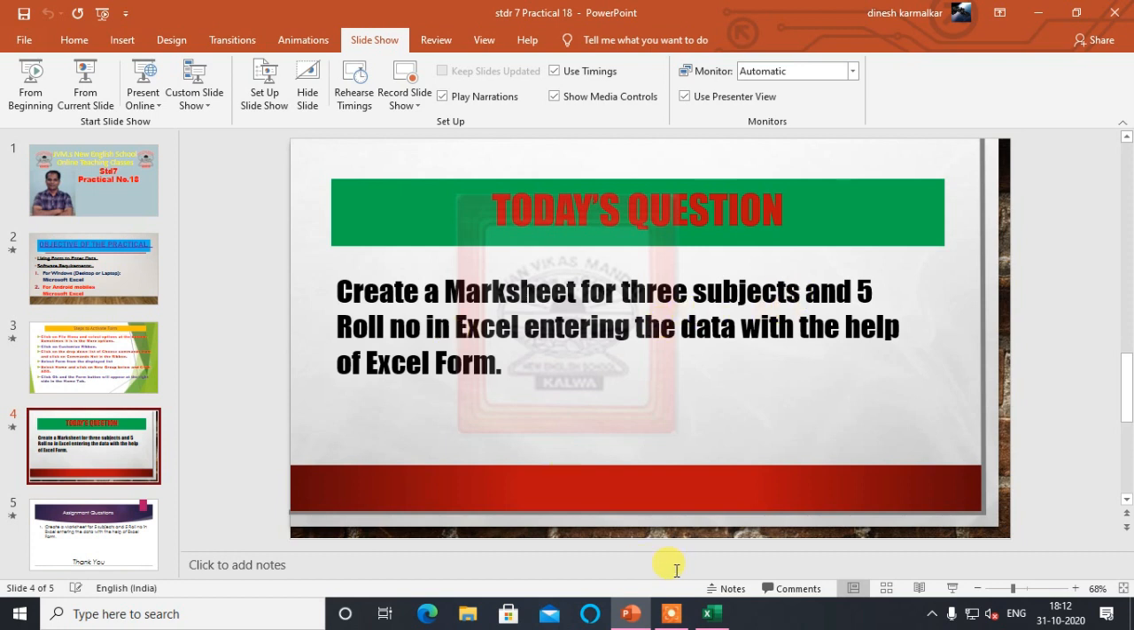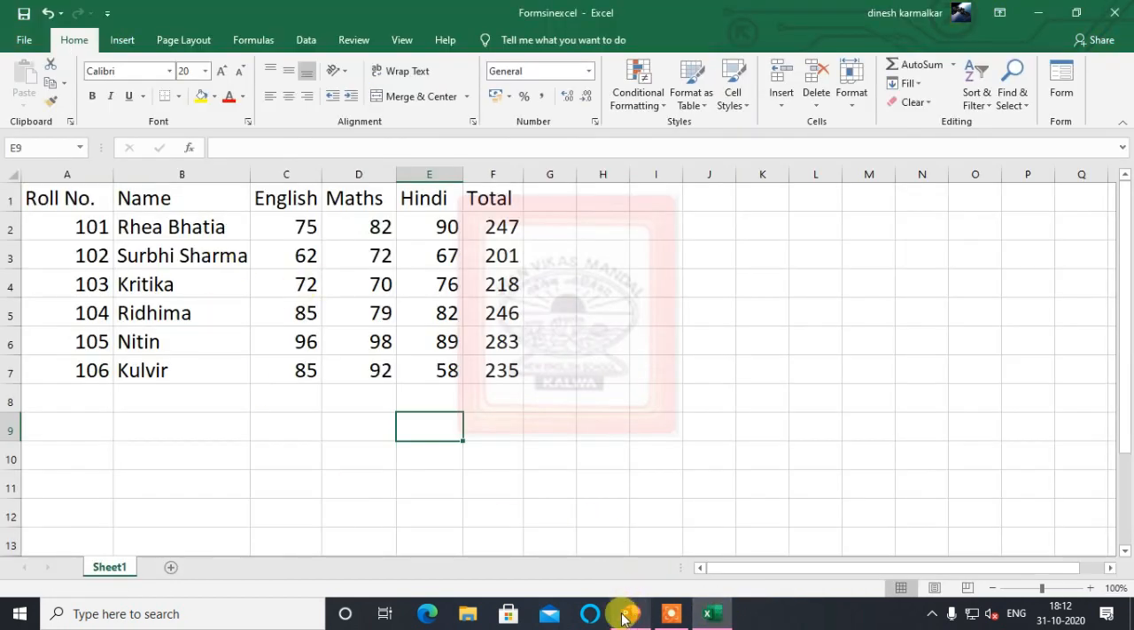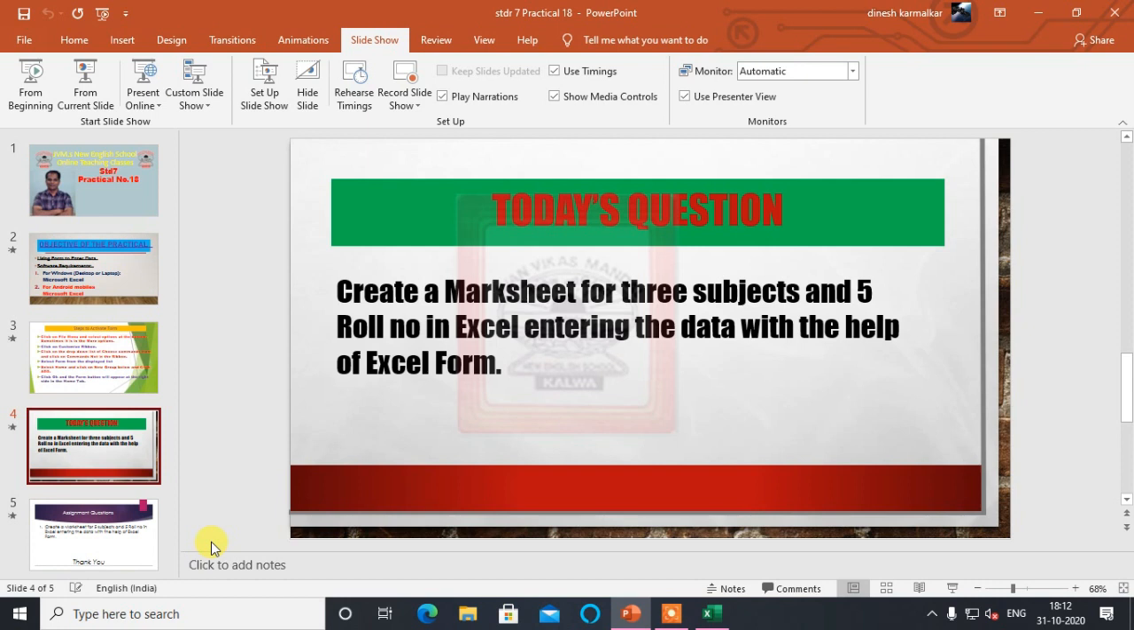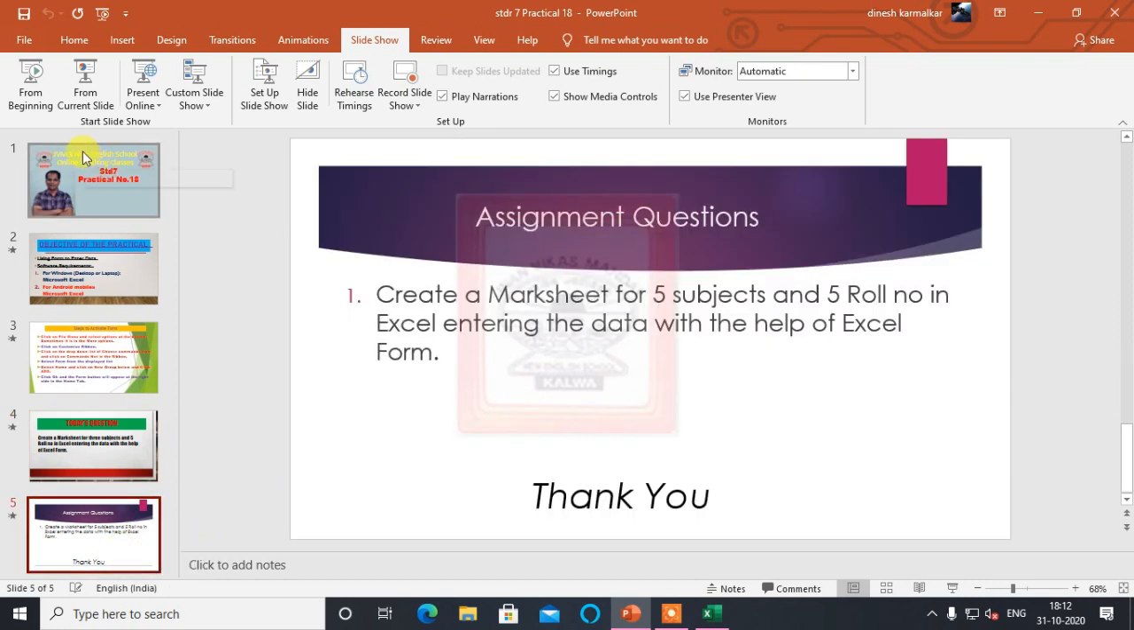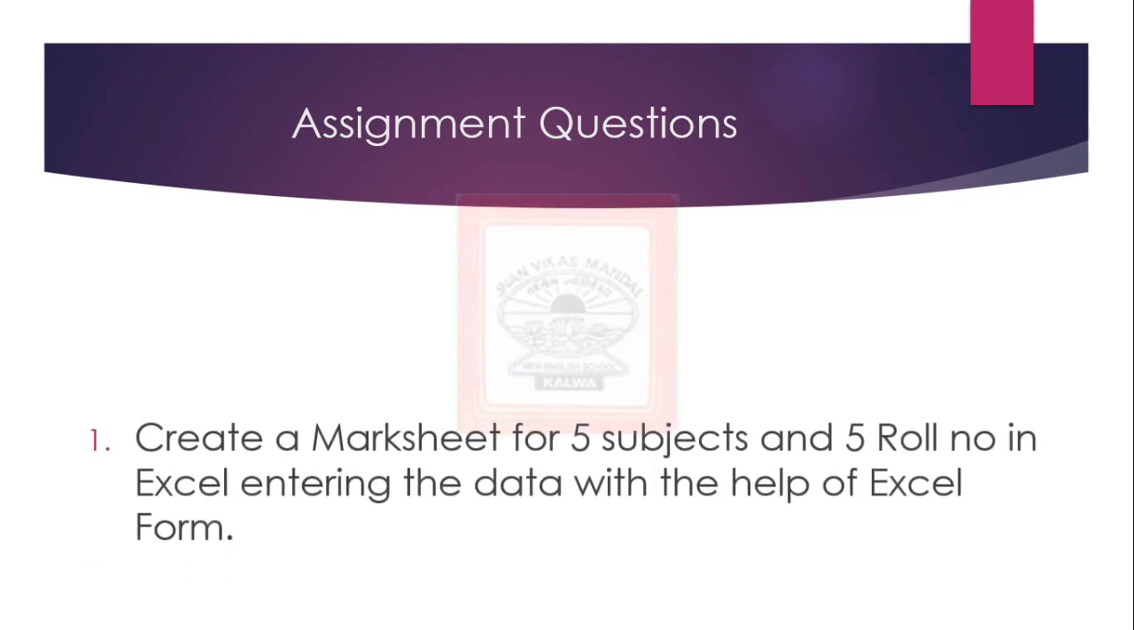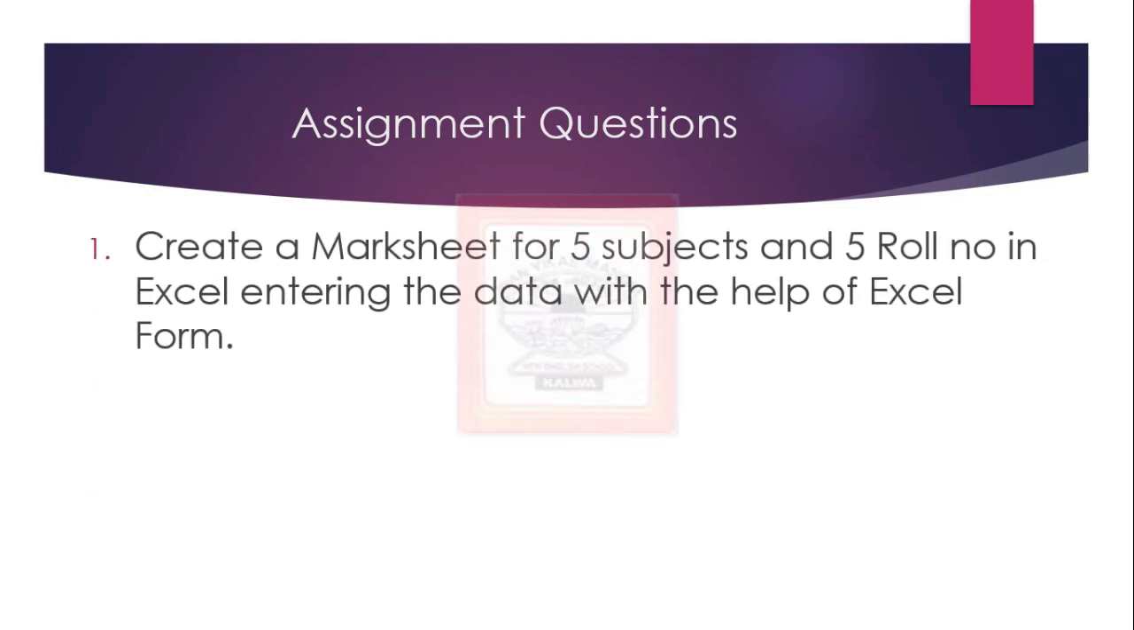Instead of 5 roll numbers, I had taken 6 roll numbers here. Let's see our assignment question for today's practical. For the assignment, we will create a mark sheet for 5 subjects and 5 roll numbers in Excel, entering the data with the help of the Excel form. We will take the same example we did before. So again, practice that same example till the next practical.